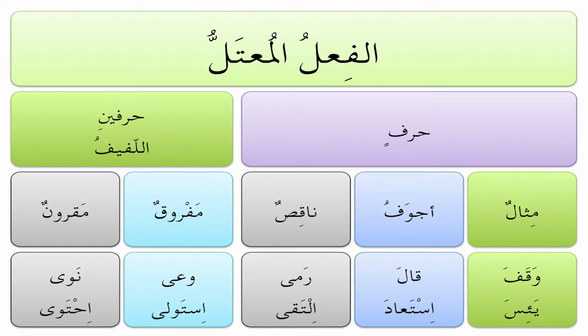مثال, if the weak letter occurs in the fa of the verb, in the beginning of the verb. If it's in the middle, we call it أجوف, and we call it ناقص if it's at the end of the root.